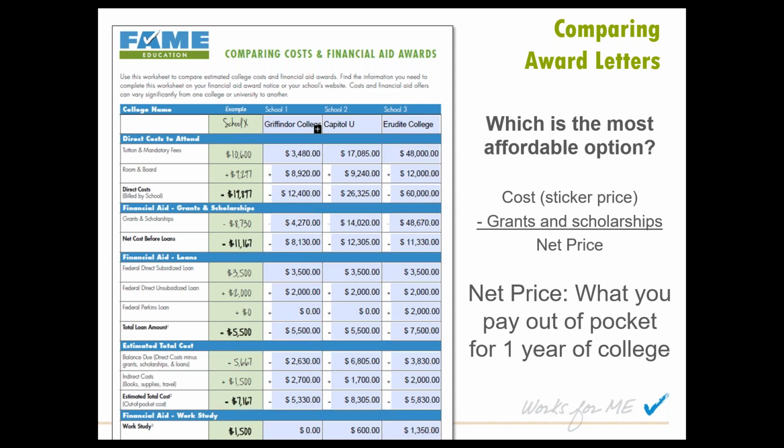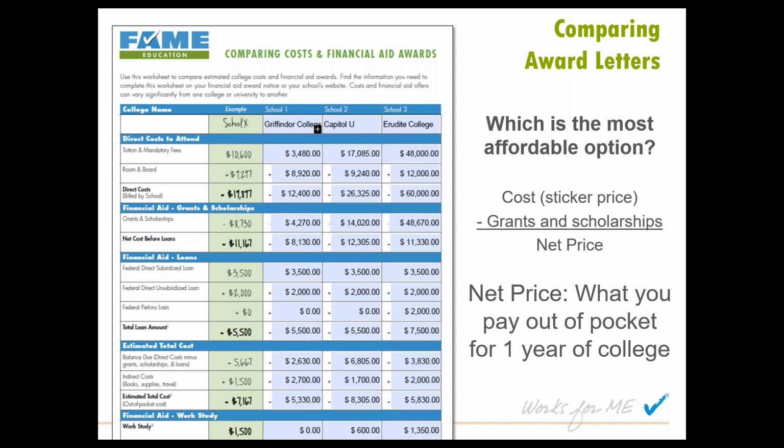So we ask families on this to look at those direct costs, the tuition and fees, the room and board. What are those actual direct costs? Fill that in, and that's going to give you that net price. And then we assume that all students are going to take those grants and scholarships. That's the free money.